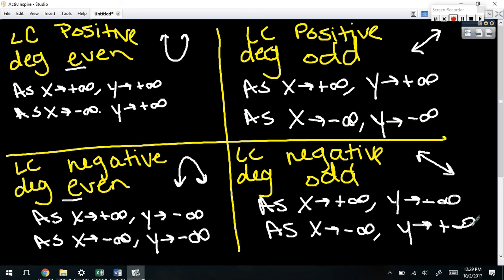So which end is x and y? Which end is what? X describes left and right. Positive is right, negative is left. Y describes the up or the down of it.